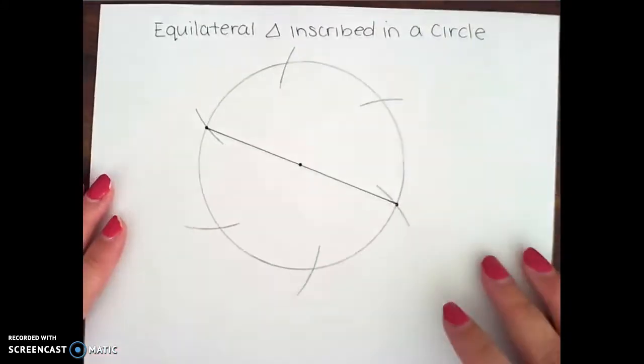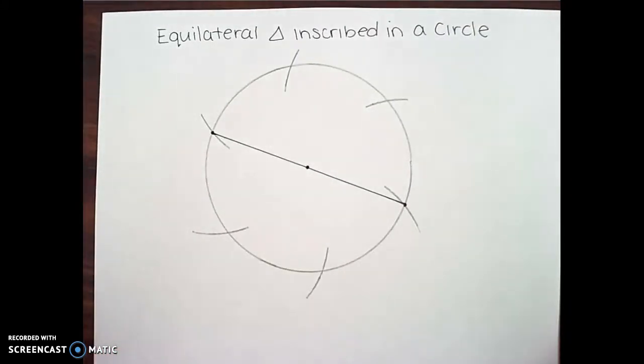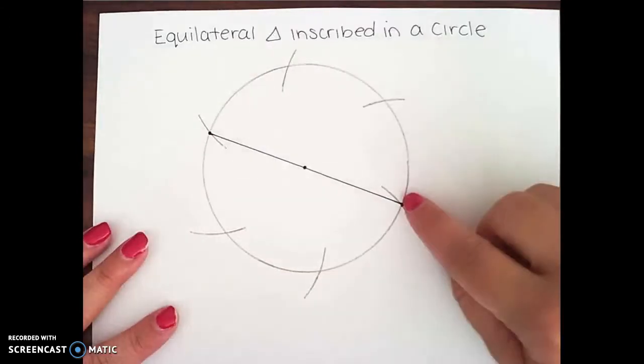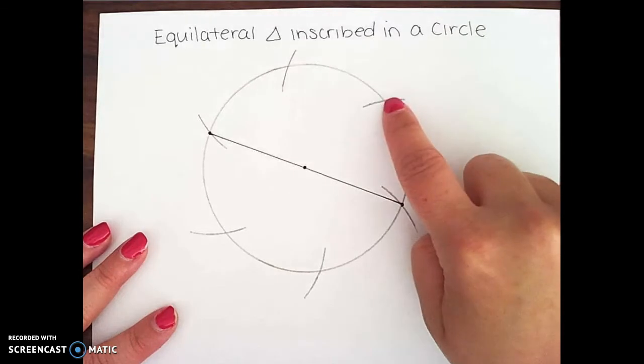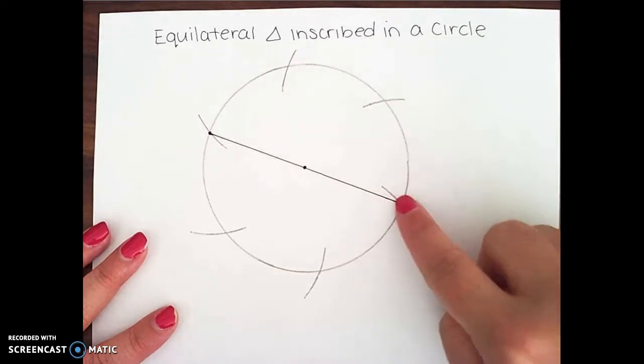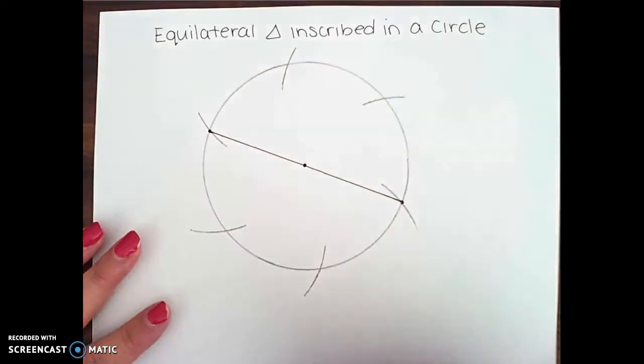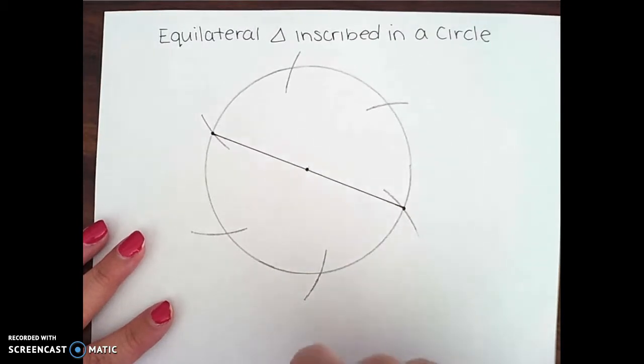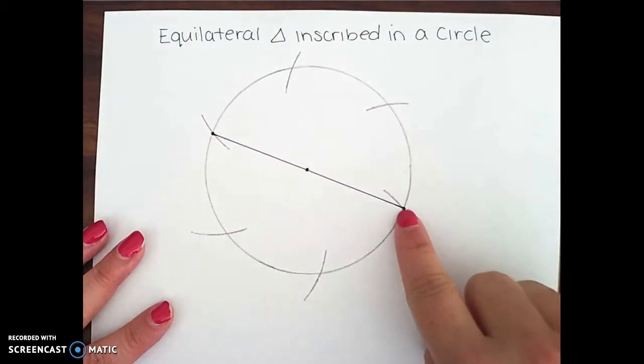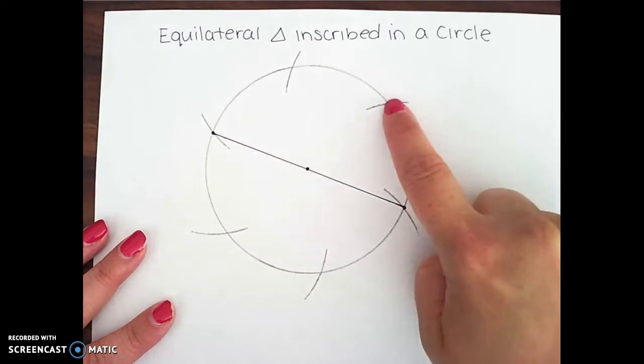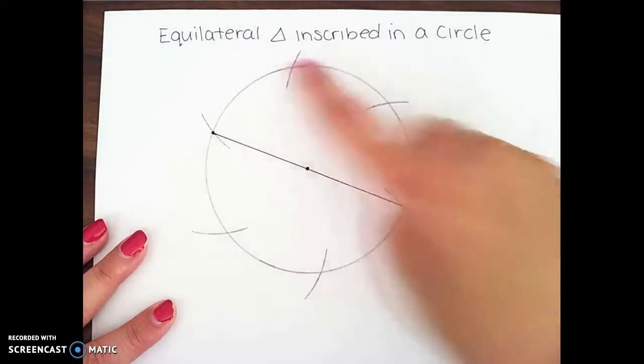So this is what we have so far. Again, so far this is identical to the hexagon video. What's different is that instead of connecting every intersection point, I'm going to only connect every other intersection point. So instead of drawing a segment from here to here, I'm going to skip this one, and I'm going to draw a segment from here to here.